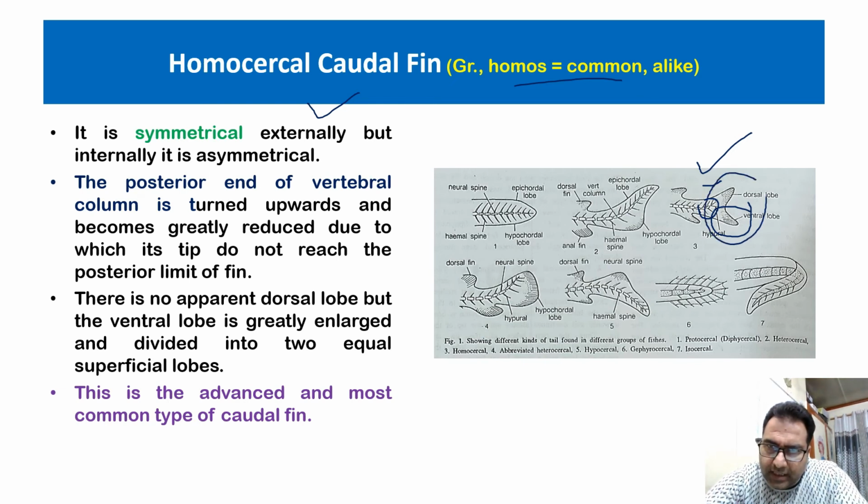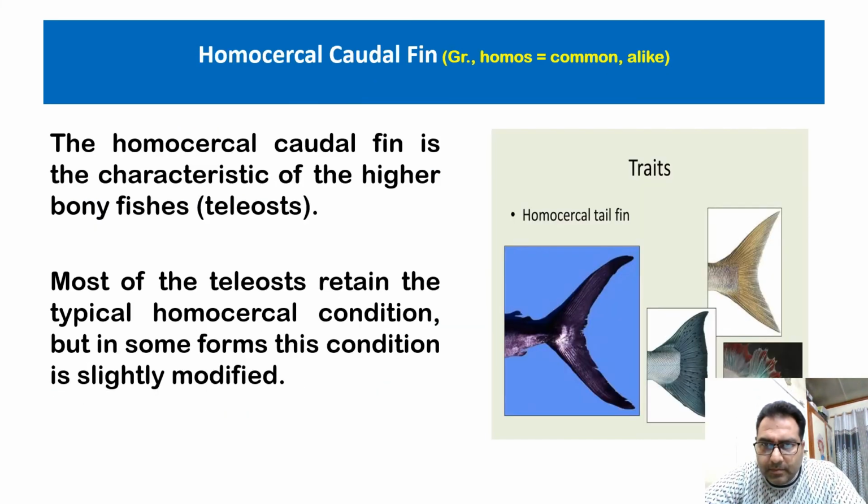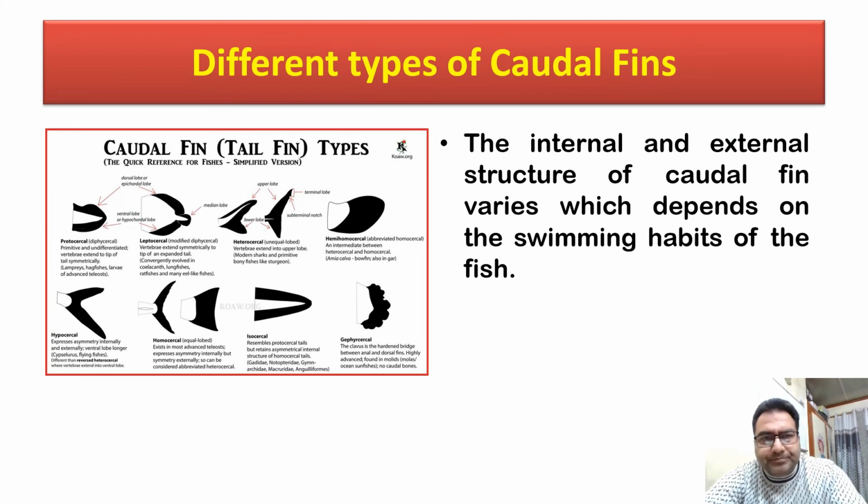Herein externally you see that it is divided into two equal parts, but internally it is not divided equally, but is moved upward, forming a ventral lobe which is enlarged, while the dorsal lobe is reduced. The homocercal caudal fin is characteristic of the higher bony fishes, that is teleosts, and most teleosts retain the typical homocercal condition, but in some forms this condition is slightly modified. Now we shall be talking about their modifications as well.